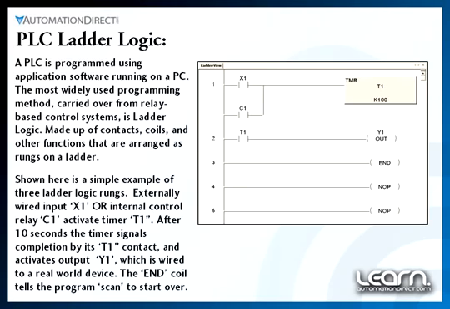In the simple example shown here, a timer is activated by either an external device wired to input X1 or an internal control relay labeled C1. Notice the logic OR in the example. After a preset amount of time of 10 seconds, the timer signals completion by closing its T1 contact and activating output Y1, which controls a real-world device wired to the PLC's output terminals. An end coil is shown in the last rung to tell the program to go back to the start and check the rungs in order again.